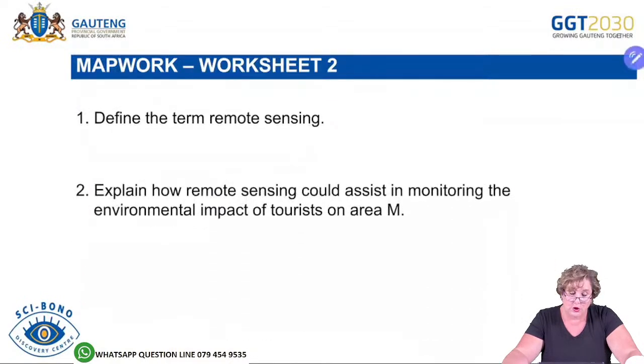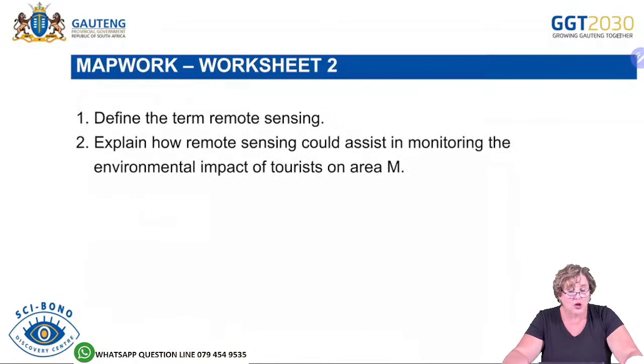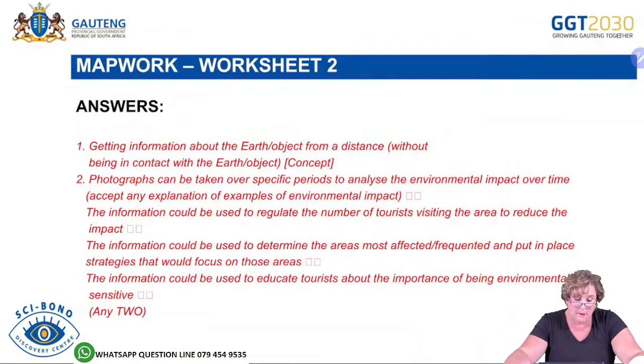Worksheet 2. Due to time, I'm just going to give you the 2 questions. Define the term remote sensing. Here you can see the ask again, definition. And explain how remote sensing could assist in monitoring the environmental impact of tourists on Area M. That's now applicable to a map.